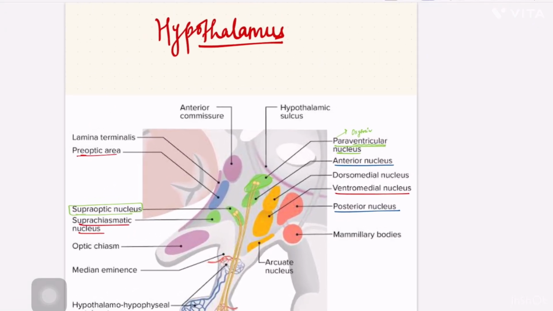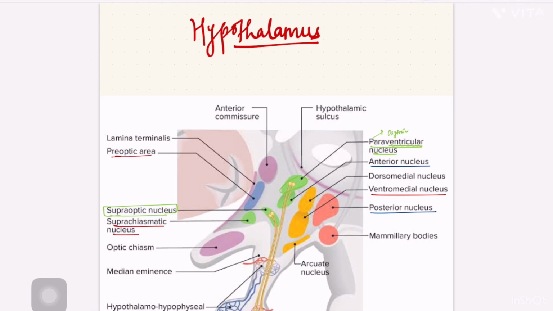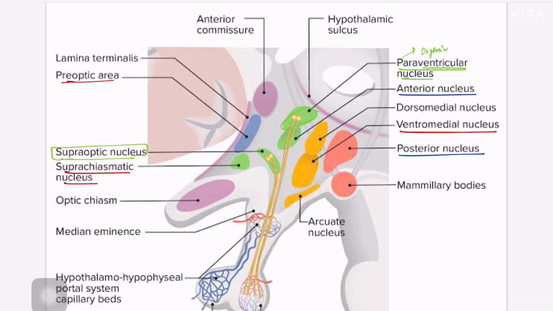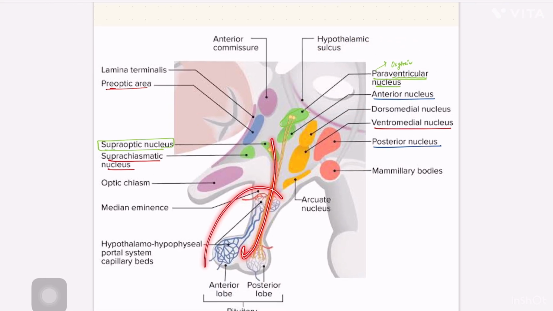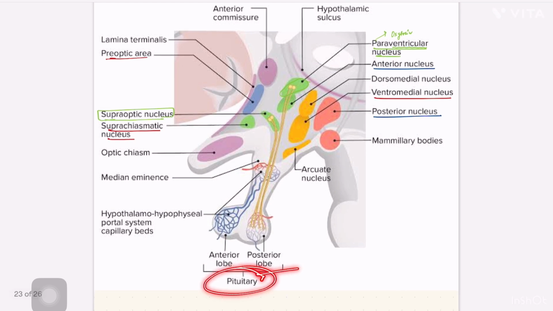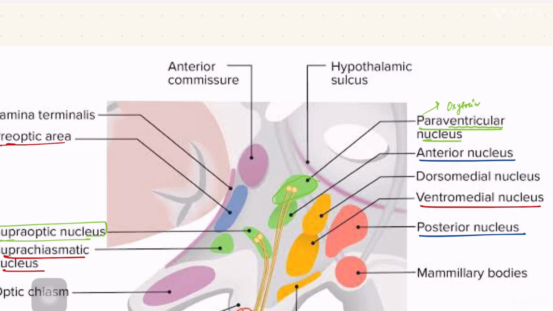Okay, hi everyone. So let's talk about the hypothalamus in this video and its nuclei. This entire area corresponds to the hypothalamus, and above here would be our thalamus. Now the hypothalamus later dips down into the pituitary, and we know that a few hormones are secreted in the hypothalamus. It is secreted over there, but then it enters your pituitary and it is stored over here. So let's begin with those hormones.